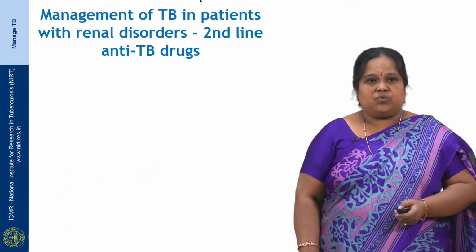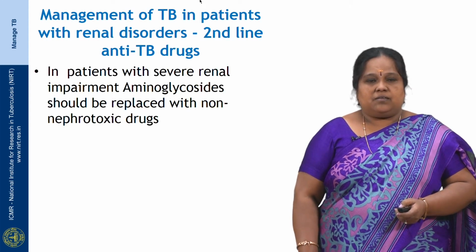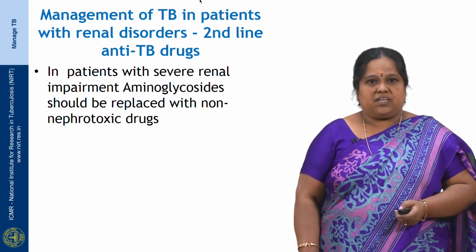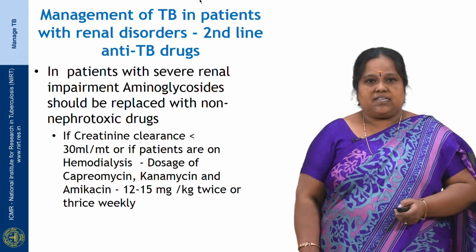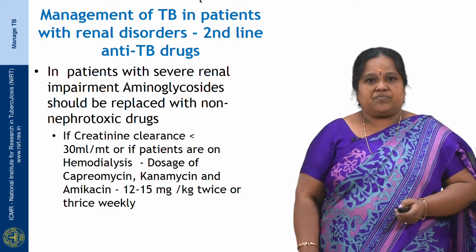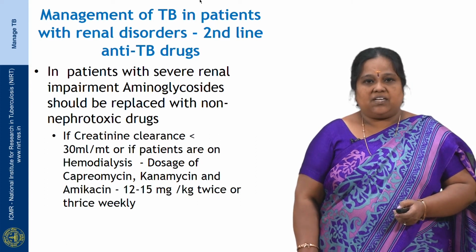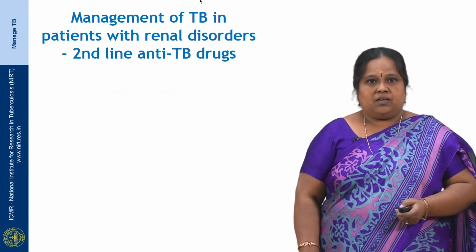If the patients with renal failure are on second line anti-TB drugs, in patients with severe renal impairment, aminoglycosides should be replaced with non-nephrotoxic drugs. If the creatinine clearance is less than 30 ml per minute, or if the patients are on hemodialysis, the dosage of the aminoglycosides would be 12 to 15 mg per kg twice or thrice weekly.